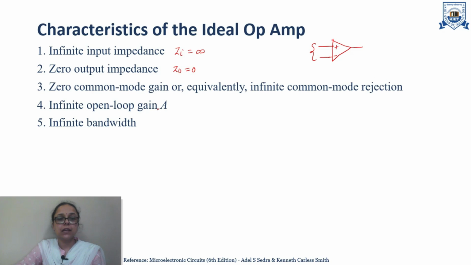And the infinite open loop gain. What is the meaning of this? The op-amp is in open loop configuration, it does not have any feedback. So the open loop gain of the op-amp is ideally infinite, and the bandwidth of the ideal op-amp is also considered to be infinite.